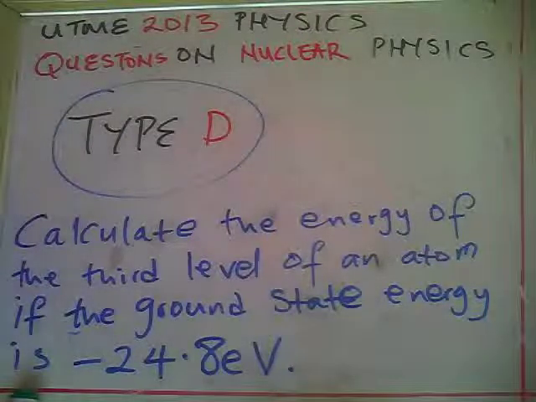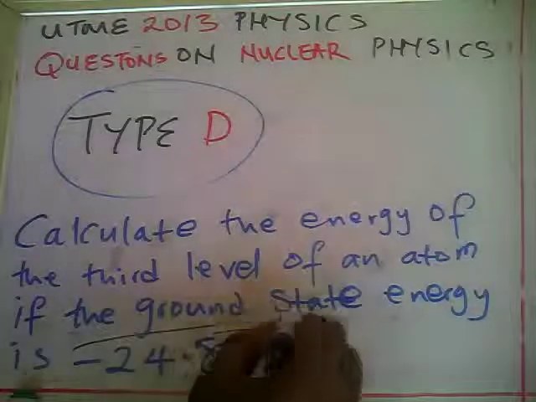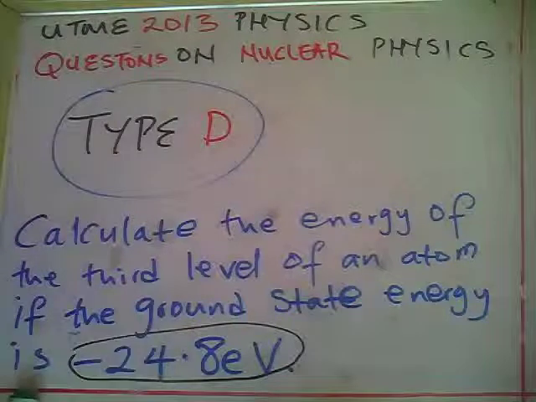We are looking at type D questions in 2013 physics. The first question is number 46. You have to calculate the energy of the third level of an atom if the ground state energy is minus 24.8 electron volts. That's the third level energy.